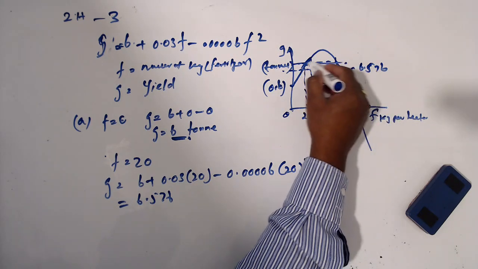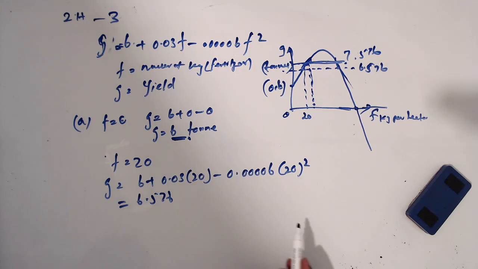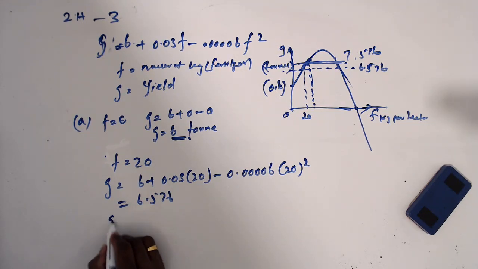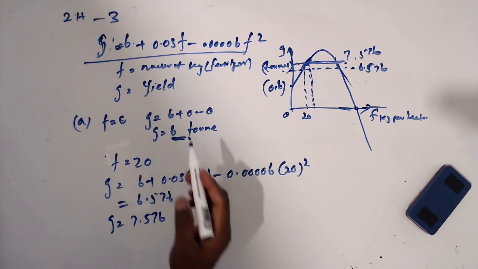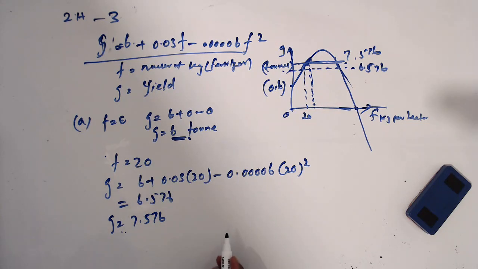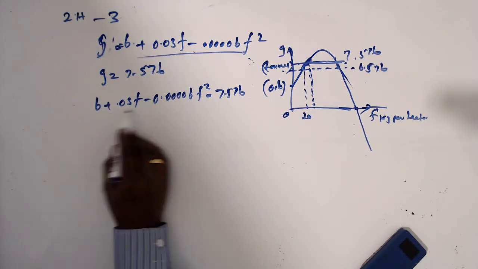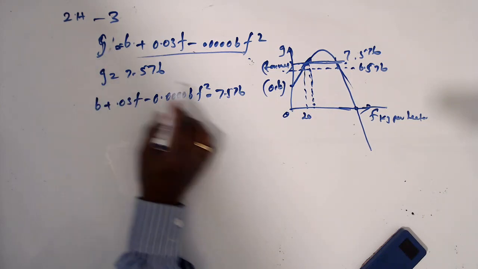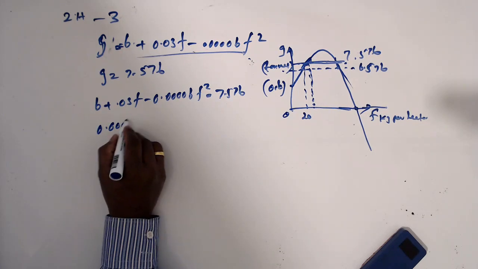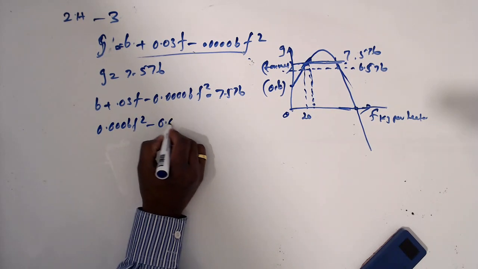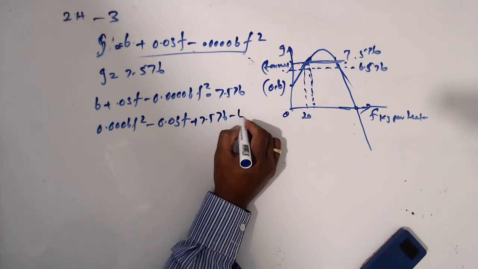So you want to increase by 1, so then it's going to be 7.576. Then we want to find that value. Now G is 7.576. Now we have to solve this equation for G equals 7.576. So I substitute this in place of G, then I take everything to the other side: 0.0006f squared minus 0.03f plus 7.576 minus 6 equals 0.